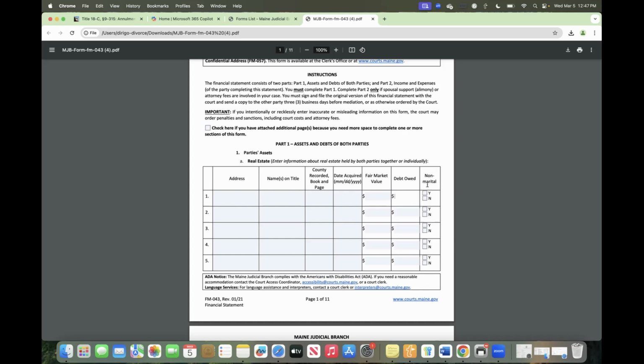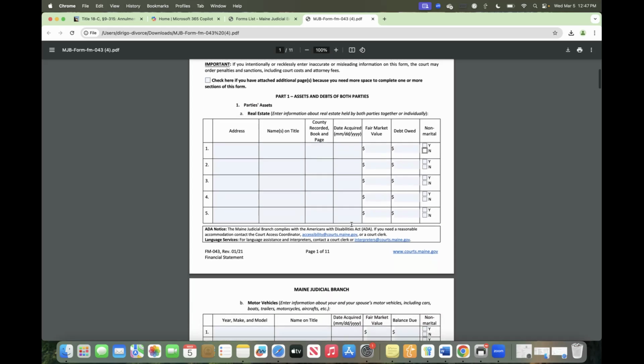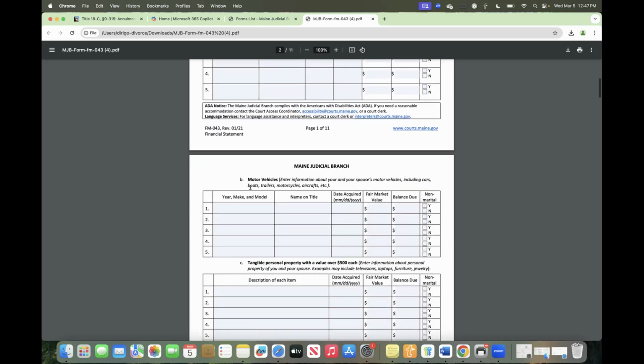And then, is it non-marital? In other words, did you get this from an inheritance? Did you own it before the marriage? Things like that. If it is, you would say yes. If you got the property after the marriage, then you would put no, it's not non-marital. Kind of a double negative. Doesn't make sense, but that's what it is. So you would do that for any real estate that you own.